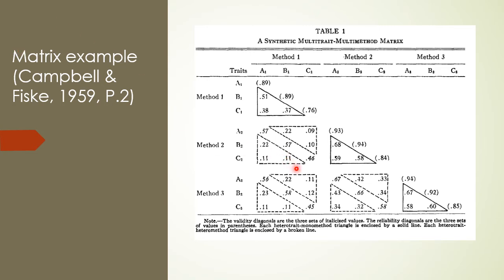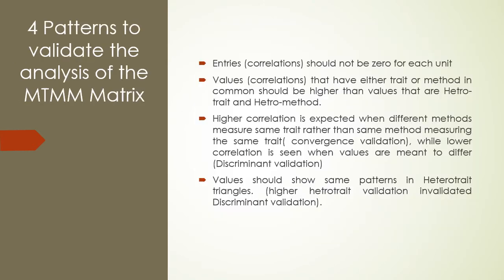So the fourth and the last rule is that in the heterotrait triangles, the same patterns should be respected. So if we take this and we fold it along the diagonal line, we can see that these values over here have the same pattern. Same for this one over here. Same for this one over here. So if we see an oddly different pattern in these little triangles, this is a big fault in our matrix. So these are the 4 patterns that must be respected in order to be able to draw conclusions from our matrix.